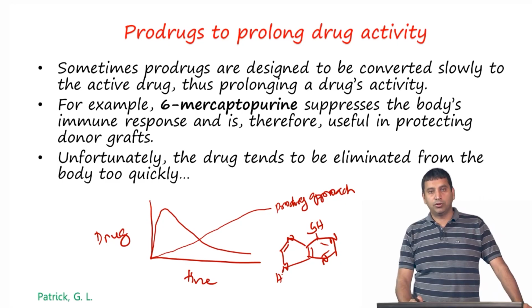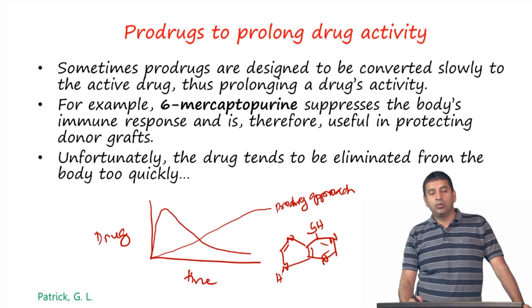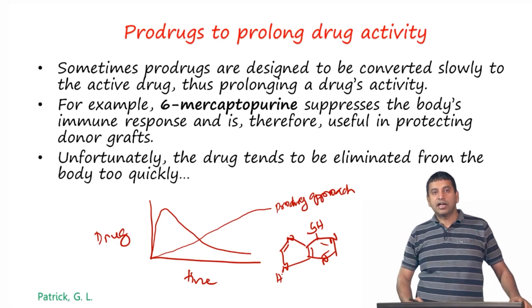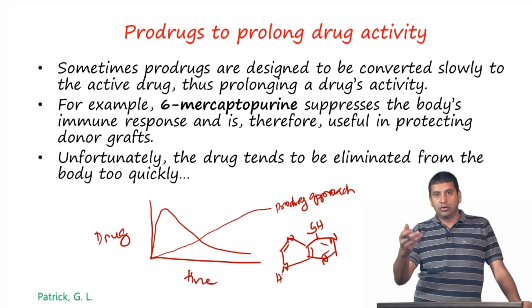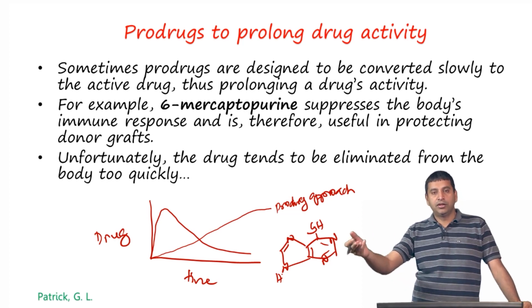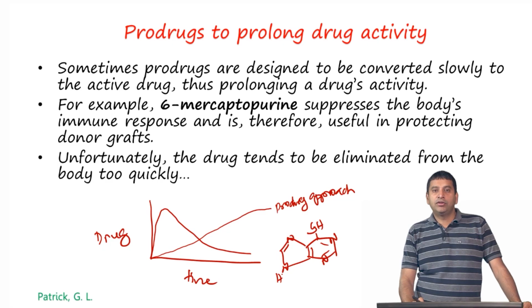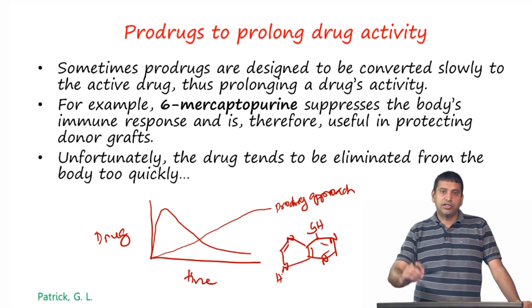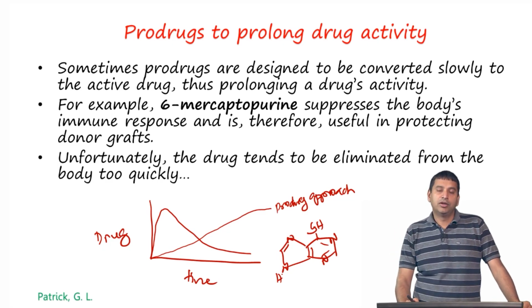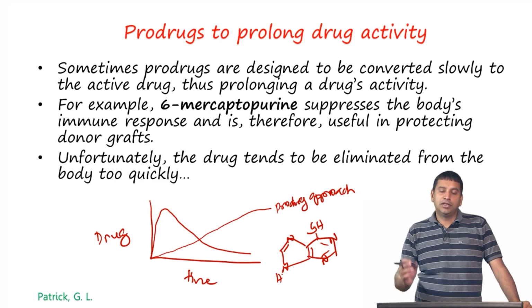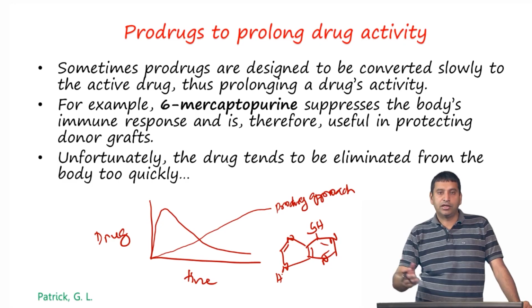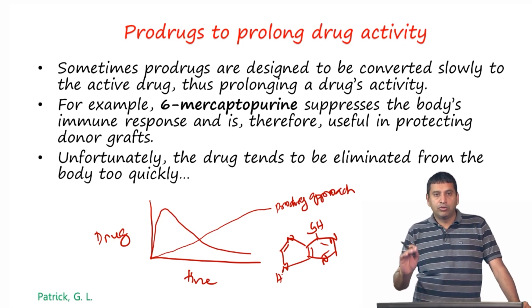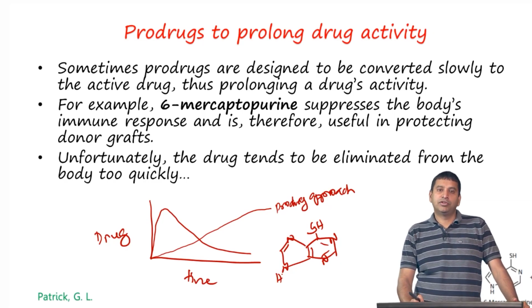This is a drug that is used to suppress the immune response. So, when a transplantation occurs, the donor's organ is given to the acceptor, and once the donor graft sits inside the body of the acceptor, the person's immune system is going to recognize it as a foreign substance and try to get rid of it. So, in order to protect it, immunosuppressants are given, and 6-mercaptopurine is one of them.